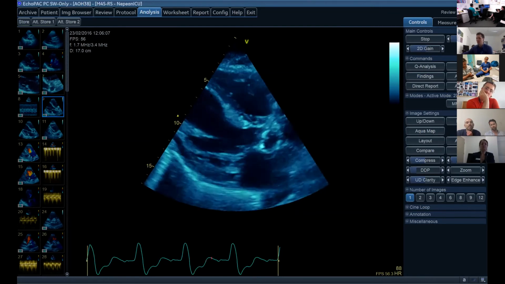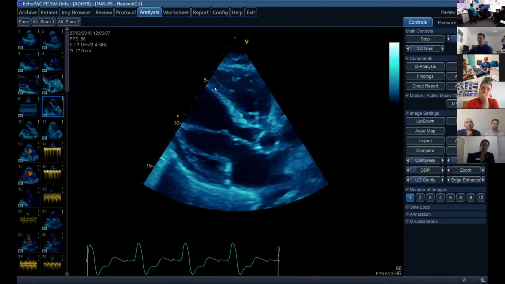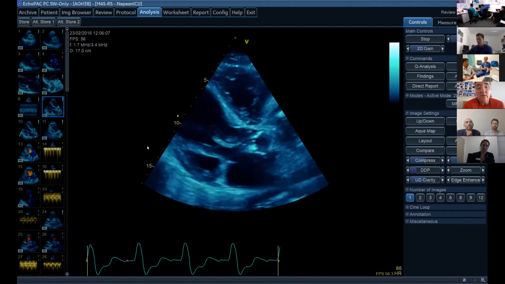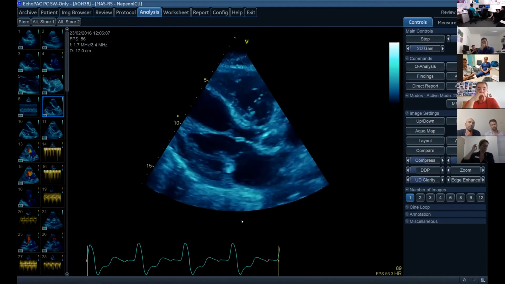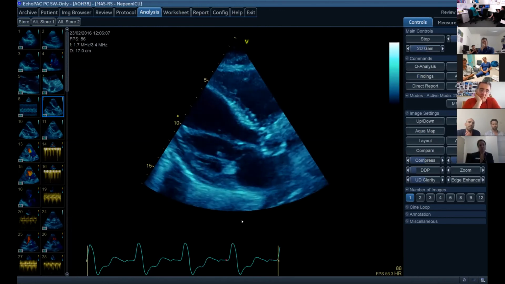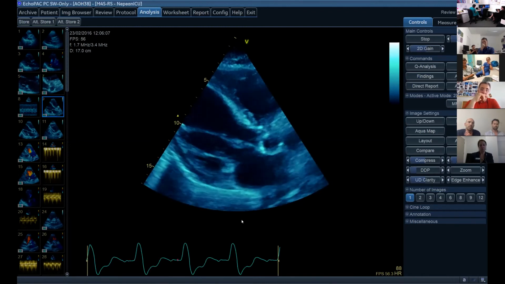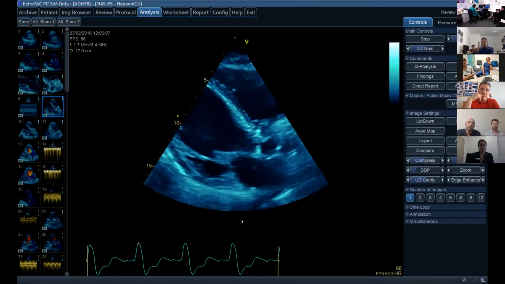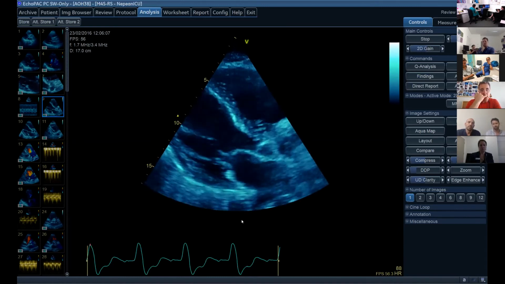Fantastic. What do you think about the regional wall thing? You talked about the basal and the mid segments of the anteroseptal wall. What do you think about the regional wall motion analysis? It looks like the basal segment's contracting. The mid anteroseptal looks almost dyskinetic, which means it's going in the wrong direction during systole. Again, we can argue about akinesis versus dyskinesis, but it certainly doesn't look normal.